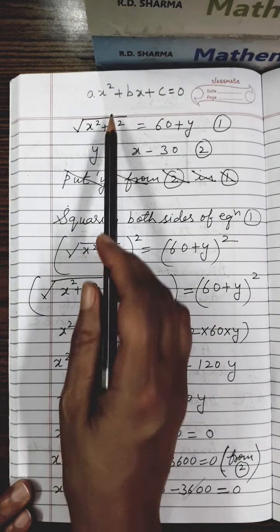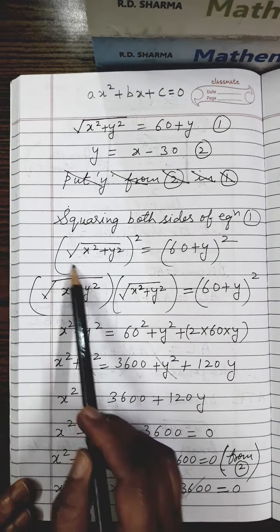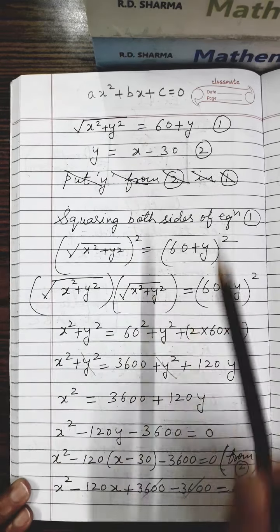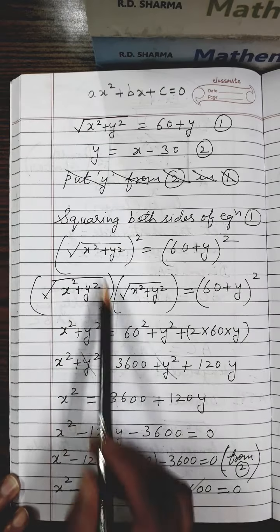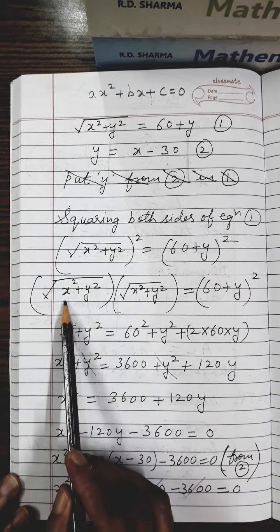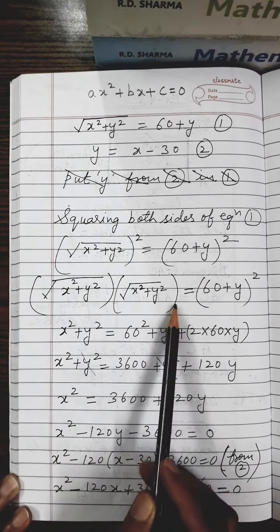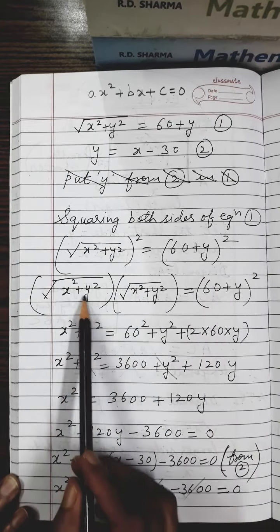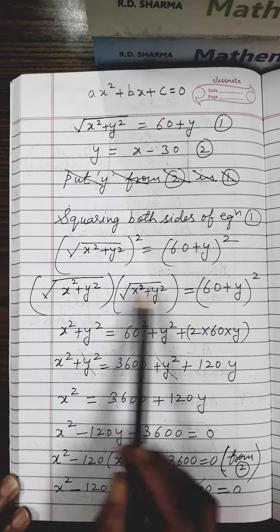So if I square, what will this equation 1 become? Square root of x square plus y square whole square equals, similarly right side, (60 plus y) whole square. Now square means root x square plus y square into root x square plus y square. This right side as it is. Now when the roots get multiplied, what does it mean? It means the root sign will get removed.